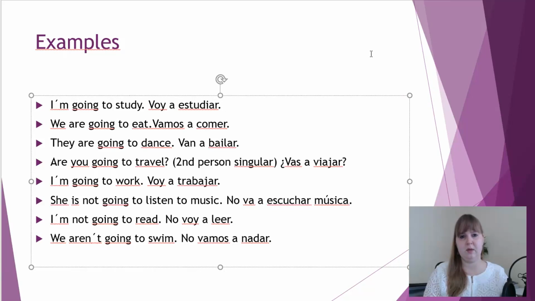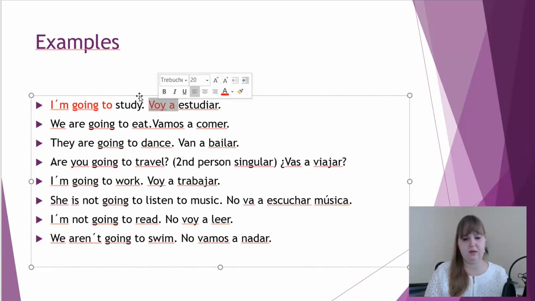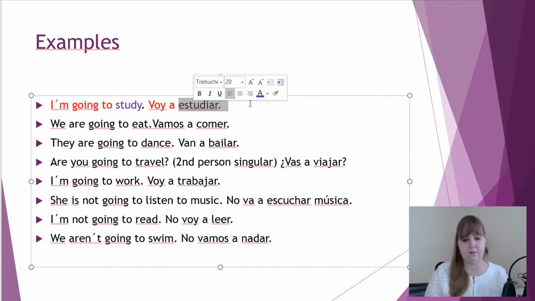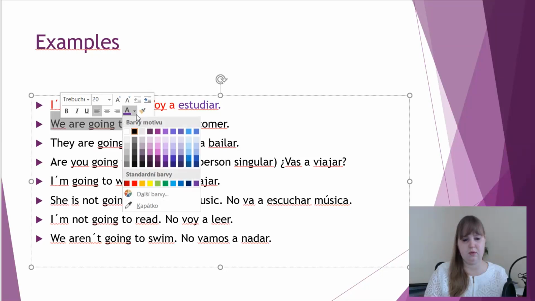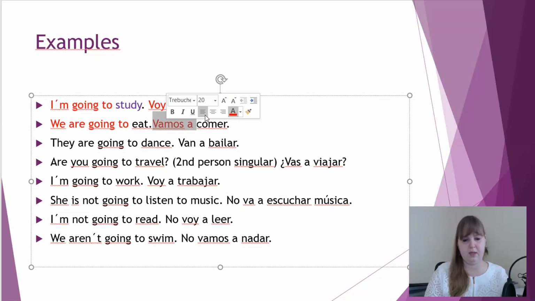Now let's see some examples of how to create sentences with this construction. The first sentence, I am going to study. I am going to means voy a, and study means estudiar. Then we have the sentence, we are going to eat. We are going to means vamos a, and eat means comer.